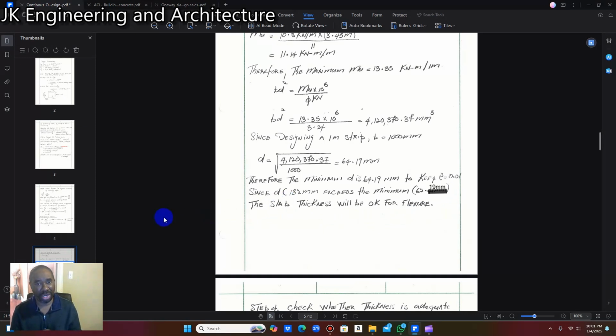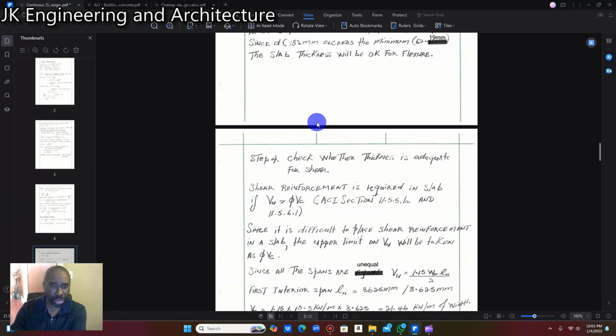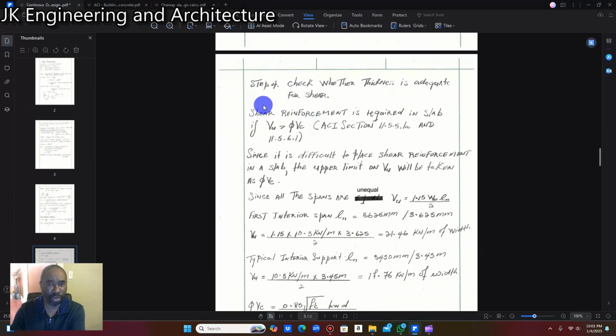All right, so we do not have to do a deflection calculation because the thickness of the slab is such that our deflection will be safe. All right, now I'm going to move to step 4 now, to check whether the thickness of the slab is adequate for shear.